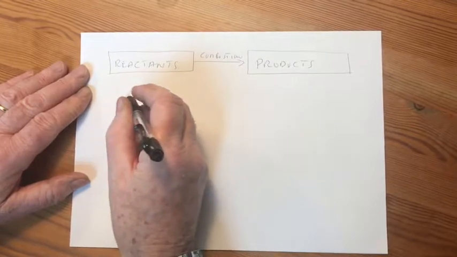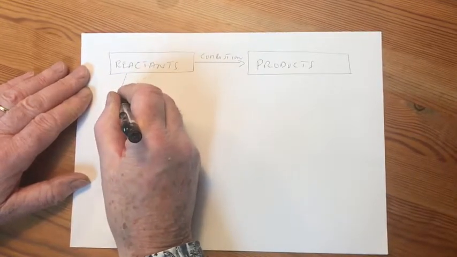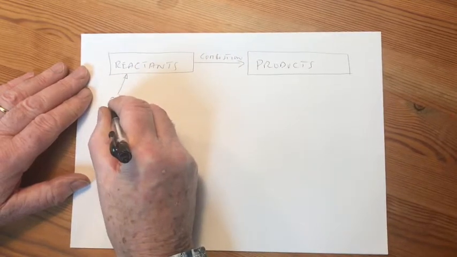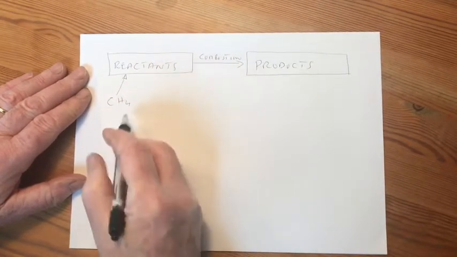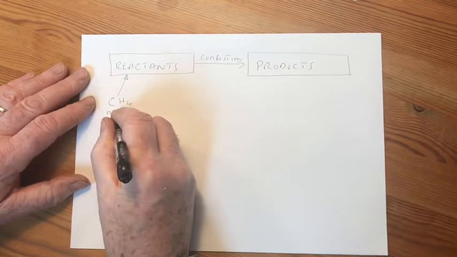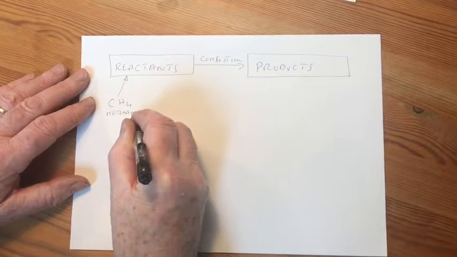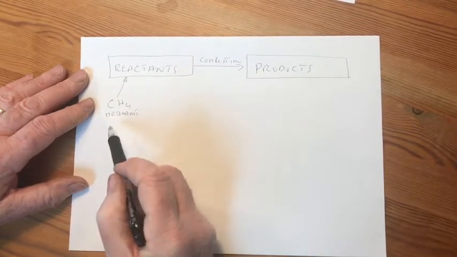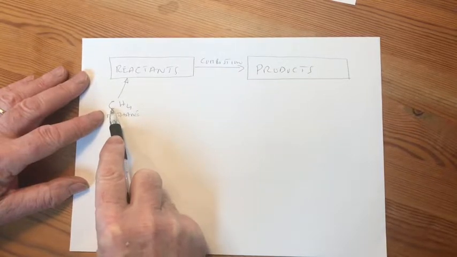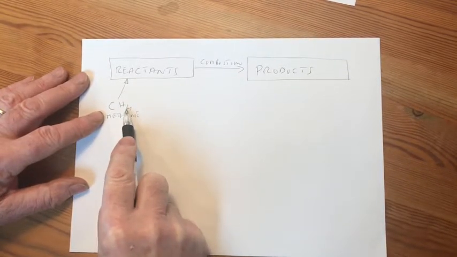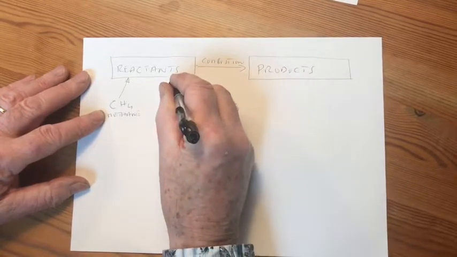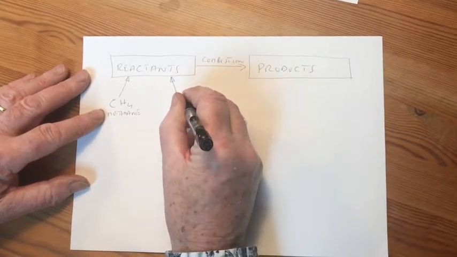Good. So let's figure out what are our reactants. So the reactants are CH4, that's the chemical formula for methane. So we'll write methane down here. Now methane is a molecule with 1 carbon and 4 hydrogens. On the other reactants, that is air.